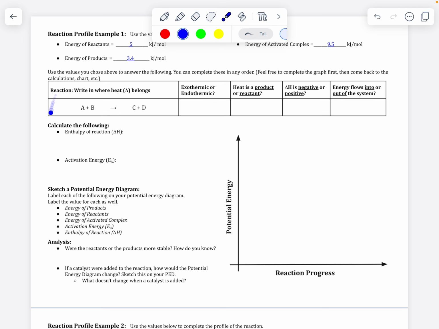With these, you can complete these in any order. We've got the values given to us up above. I like to do the graph first, but you might already be able to see what type of reaction this is based on the numbers we have. So I'm going to start with my graph.